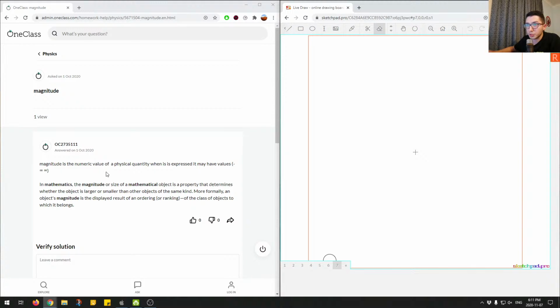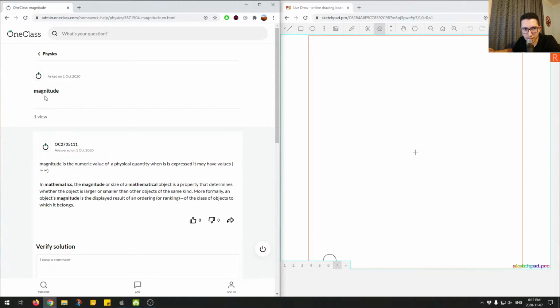Okay, so here we're just given one word, magnitude. So you can just go over this topic and when it is relevant. So let's go through what the junior tutor said. Magnitude is the numeric value of a physical quantity when it is expressed. It may have values from negative infinity to positive infinity. In math, the magnitude or size of a mathematical object is a property that determines whether the object is larger or smaller than other objects of the same kind. More formally, an object's magnitude is the result of an ordering or ranking of the class of objects to which it belongs. So this is a complex explanation of a simple word.